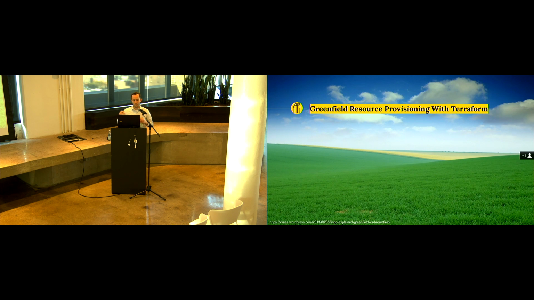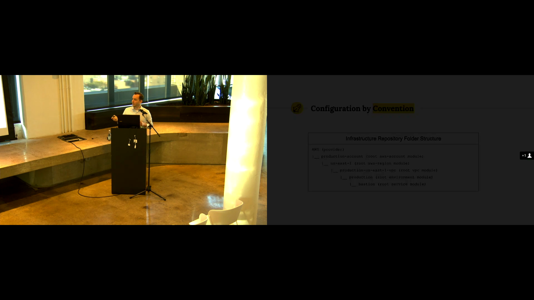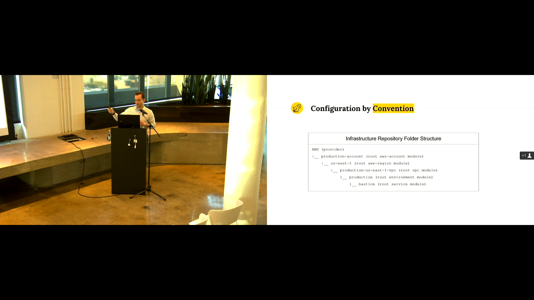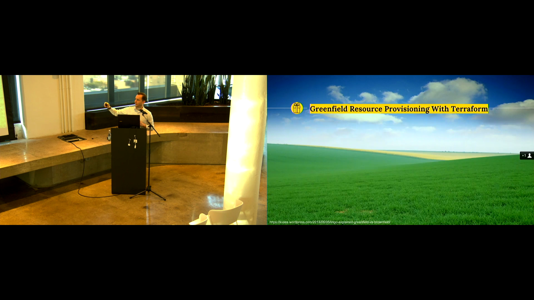So now we're going to go into some greenfield provisioning, take our module. This is part of the greenfield provisioning that I'm going to talk about a little bit more. But this is essentially a folder structure in one of your Git repositories. So we're going to use that process to create our resources in a greenfield here.